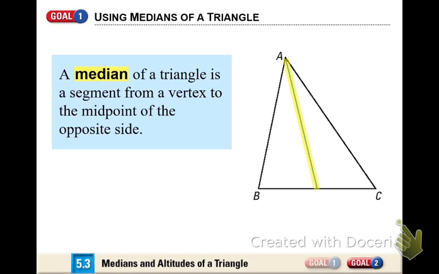A median of a triangle is a segment from a vertex to the midpoint of the opposite side. This is not going in the chart. It is going in the center of your notes page. You do need a highlighter. You'll highlight what I have highlighted. So a median of a triangle is a segment from a vertex to the midpoint of the opposite side. You'll highlight what I have highlighted because this is a median. Because angle A is my vertex. This point down here is my midpoint. So I would highlight my median.